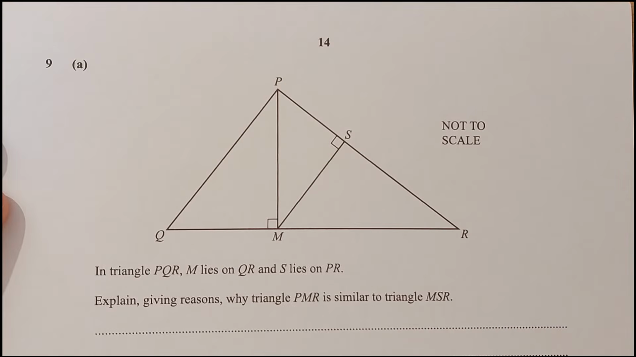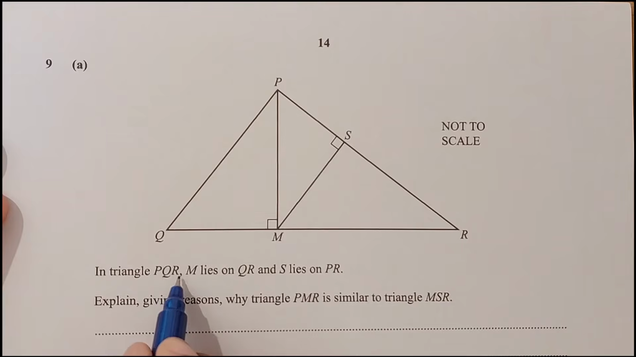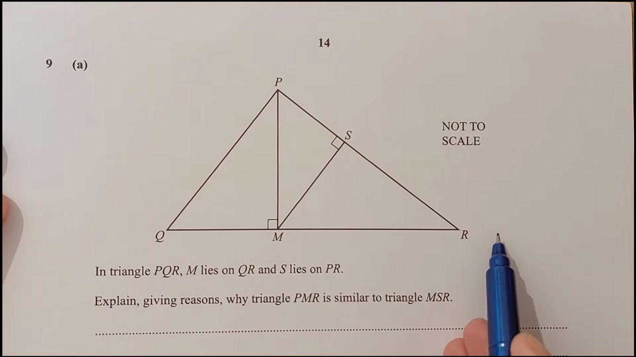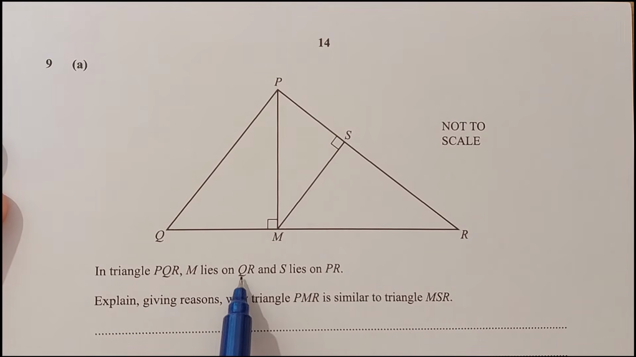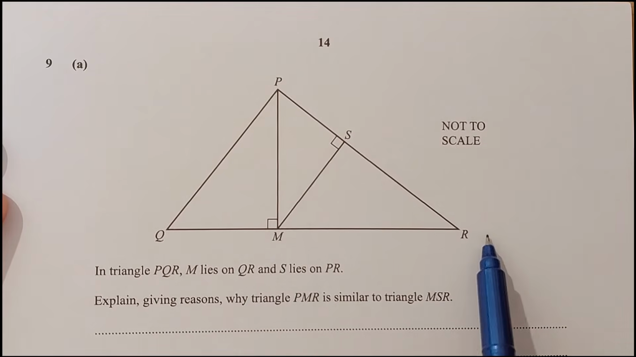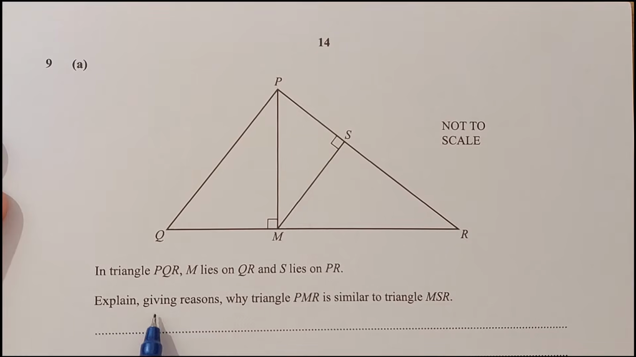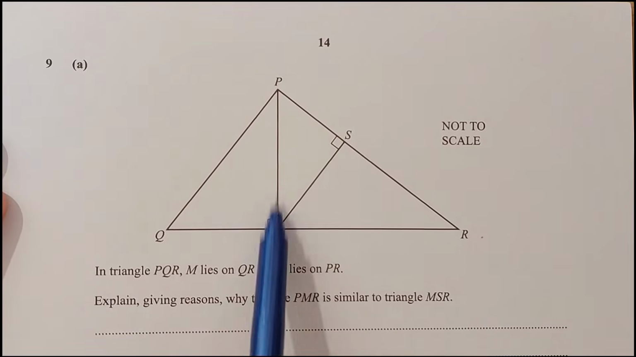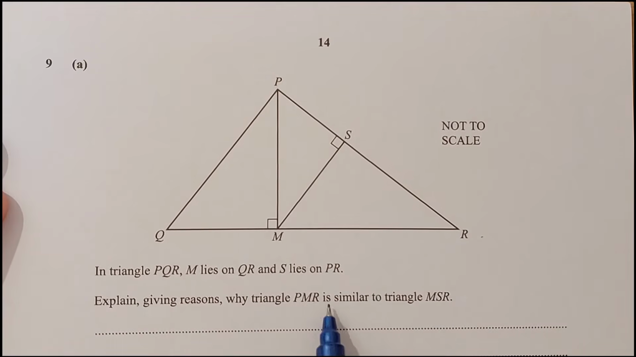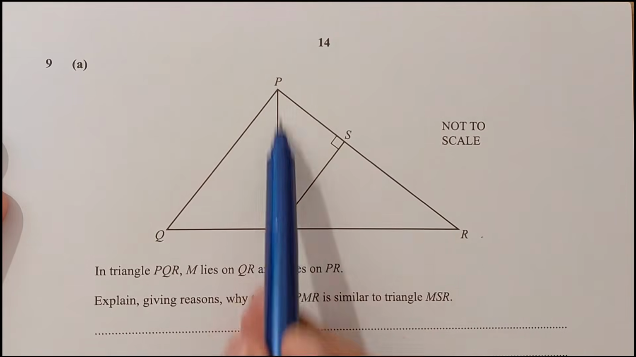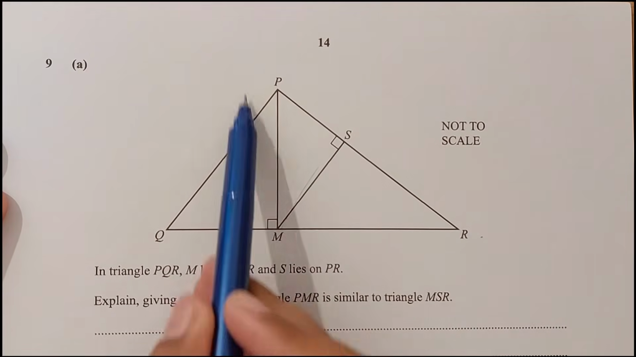Right. Question number 9, part A. In triangle PQR, M lies on QR, and S lies on PR. Explain, give reasons why the triangle PMR, this right angle triangle, is similar to the triangle MSR. This triangle is similar to this one.